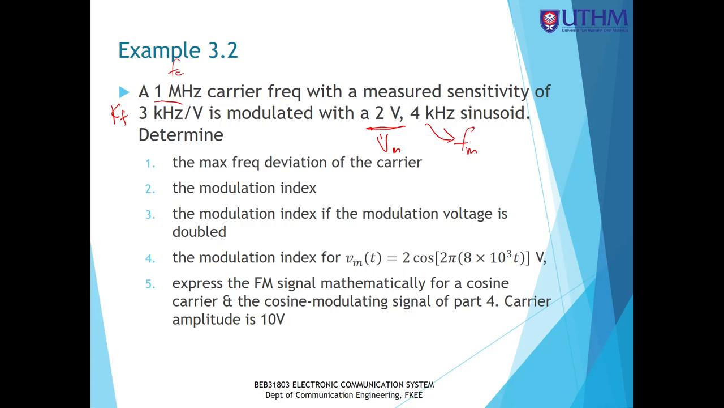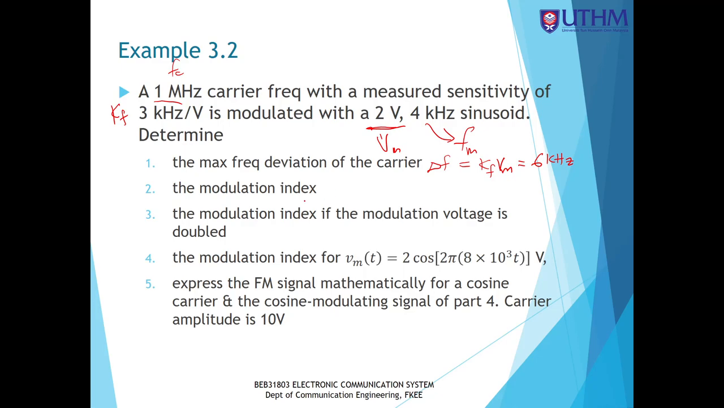So the maximum frequency deviation. So how to calculate the maximum frequency deviation? The maximum frequency deviation is defined as delta F. So delta F is actually equal to KF VM. Okay, so KF VM, you can use your calculator. 3 kilohertz multiplied by 2 volt. So you get 6 kilohertz. 6 kilohertz. Okay? So whoever didn't get it can ask me, okay?